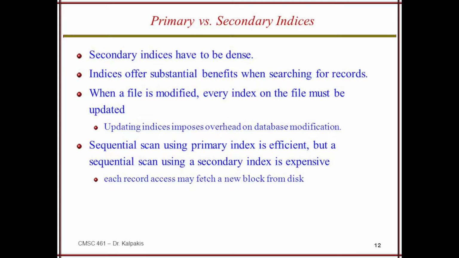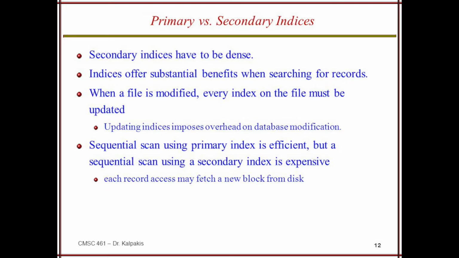The main differences between the two types of indices is that the primary index requires that the rows be sorted on the index key, which is usually the primary key of the relation. Also, there can only be one primary index for a particular table, but we can have multiple secondary indices.